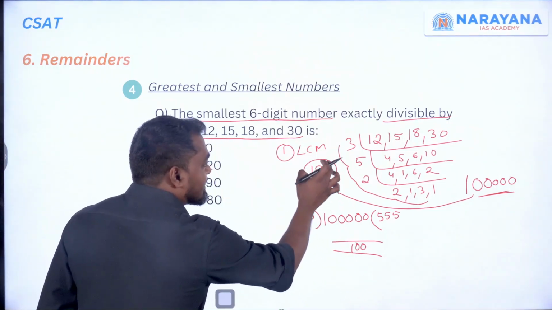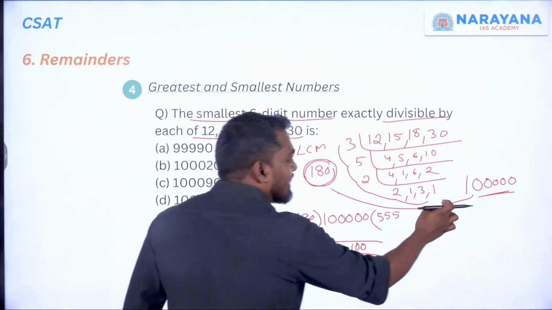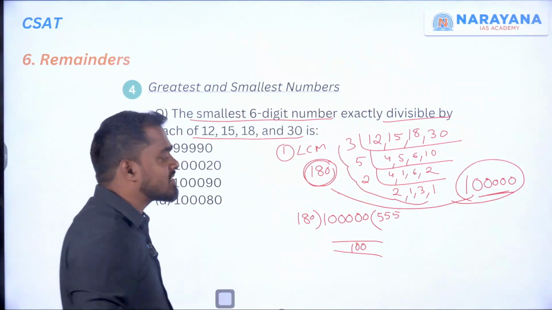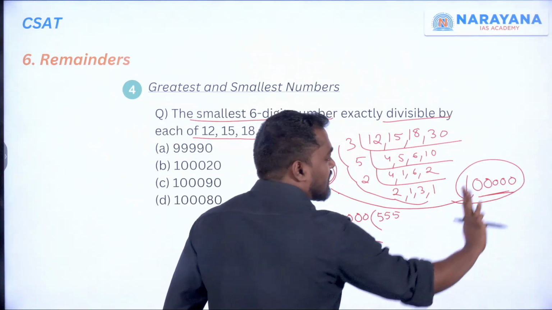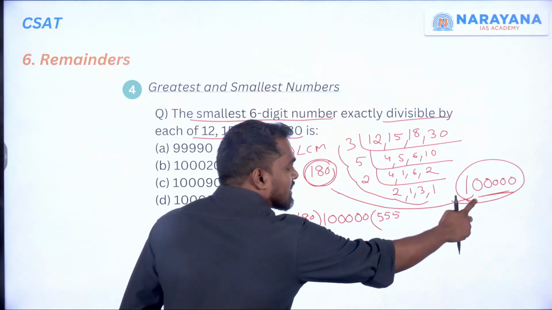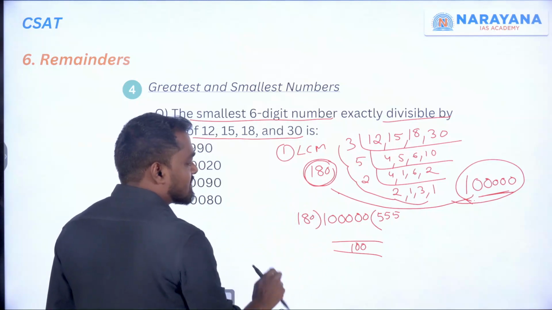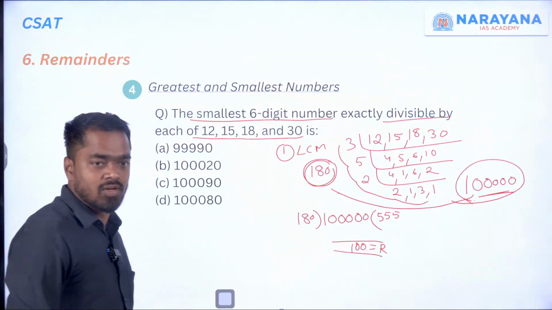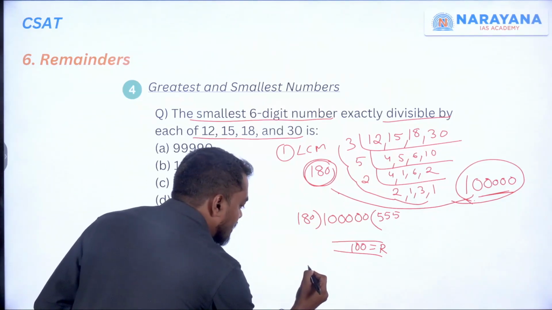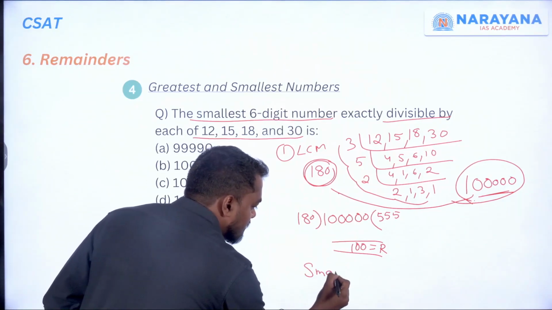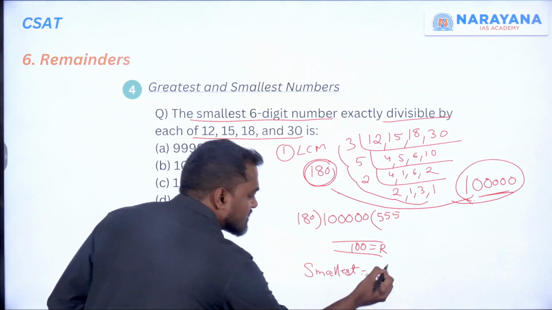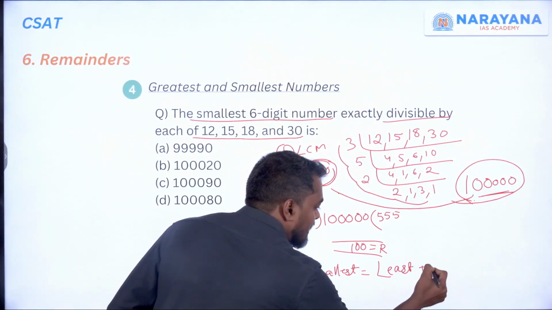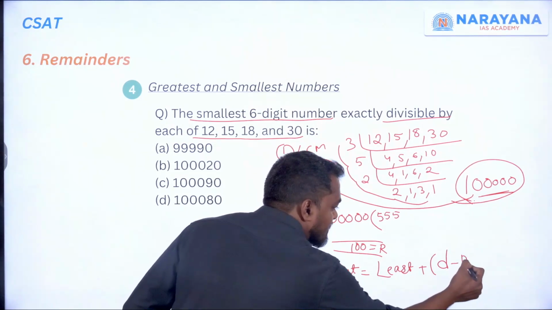Take the LCM first. Write the least 6-digit number. What is the least 6-digit number? That is nothing but 1 and 5 zeros. Divide that least 6-digit number by this LCM. You are getting a remainder of this one. Now the formula is: smallest is equal to least plus divisor minus remainder.